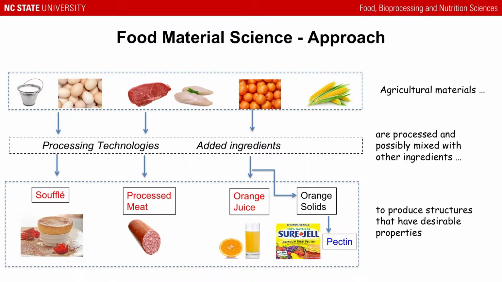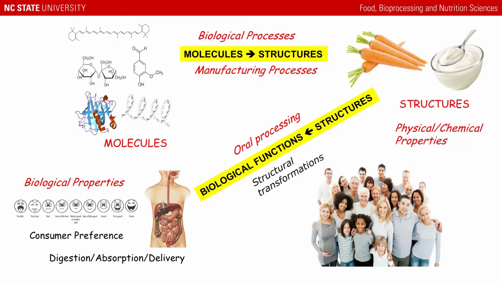So a food material science approach is we have agricultural materials. This kind of say it's a whole palette there to pick from, okay? Are processed and properly mixed with other ingredients to produce structures that have desirable properties, okay? And it's material science because this general idea that we can take a range of materials to produce the end product.